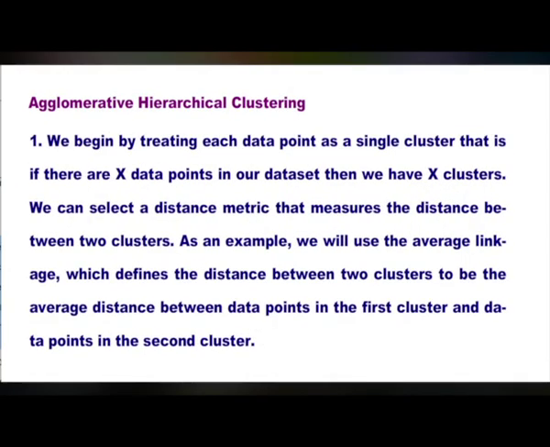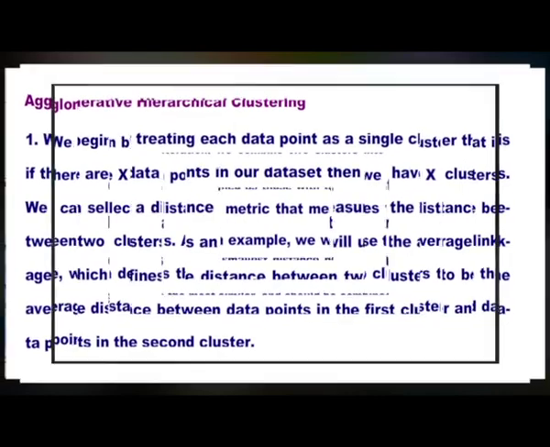In agglomerative hierarchical clustering, we begin by treating each data point as a single cluster, that is, if there are x data points in our data set, then we have x clusters. We can select a distance metric that measures the distance between two clusters. As an example, we will use the average linkage, which defines the distance between two clusters to be the average distance between data points in the first cluster and data points in the second cluster.